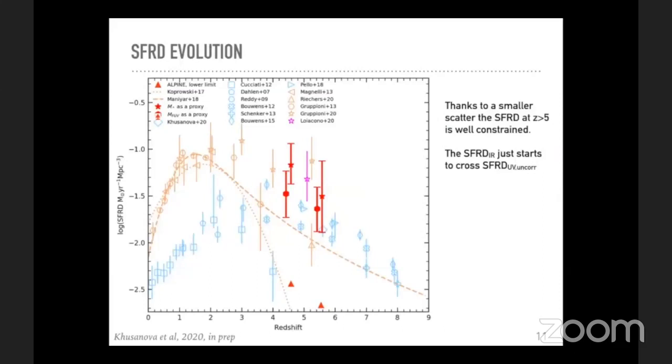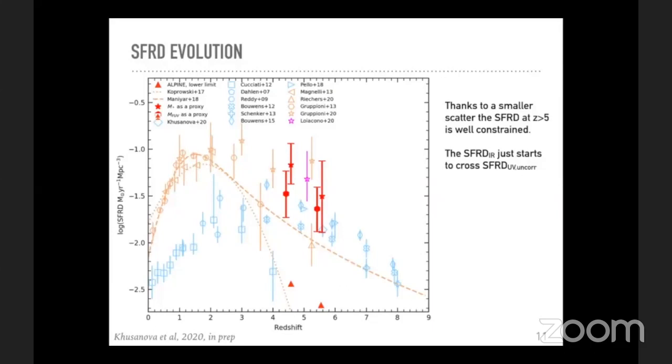So I show with the orange symbols the constraints of the infrared component of star formation rate density, and in blue the constraints of the UV component of star formation rate density, and in red the new constraints obtained from ALPINE, with constraints using the mass as a proxy as stars, and constraints with the FUV magnitudes as a proxy as hexagons. As you can see, with both proxies, the results are fairly consistent with each other within the error bars.